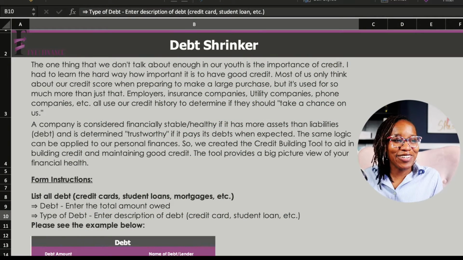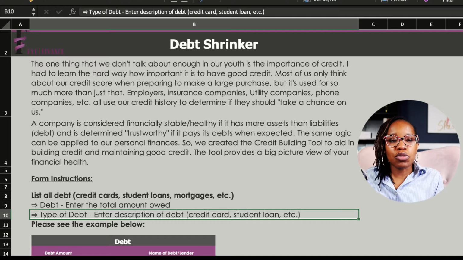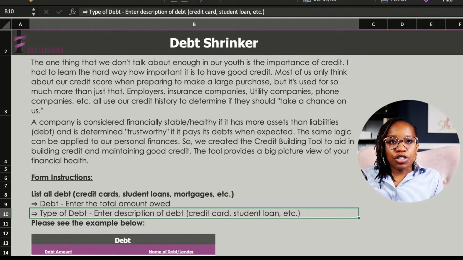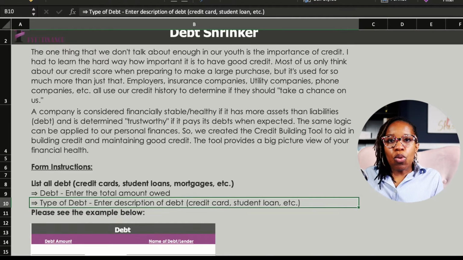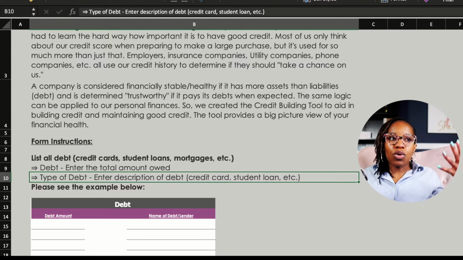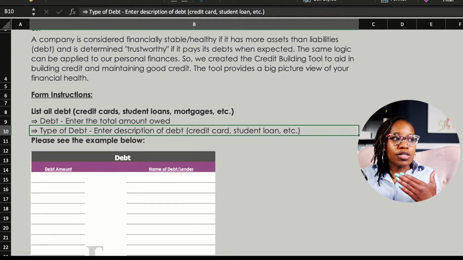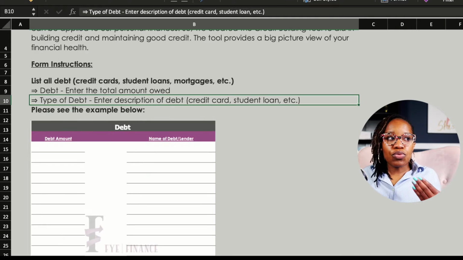Another Excel spreadsheet. I know y'all are not tired of seeing Excel. Y'all are going to be Excel gurus when I'm done with you. So we're starting with the debt shrinker. And on the debt shrinker, much like I do with most of the tools that you've seen so far, we have an introduction. So we tell you what the tool was designed for, why it was designed. I talk about where I was when I thought about this tool and what the purpose of this tool was. And then I give you instructions on how to use the tool.